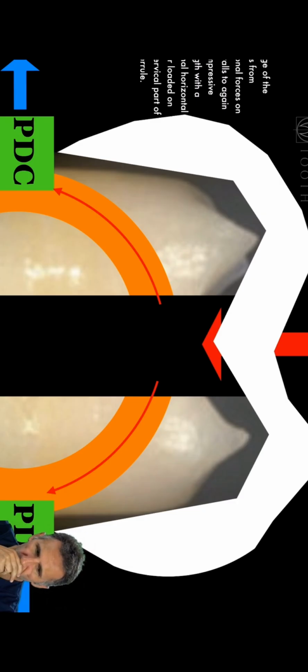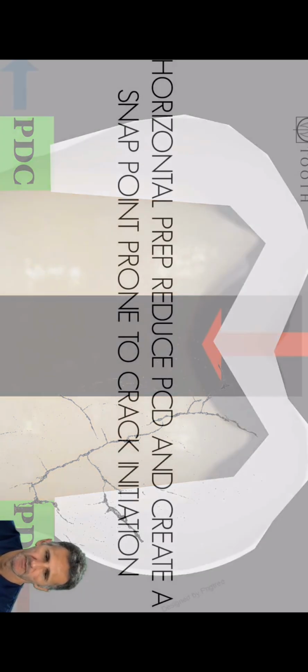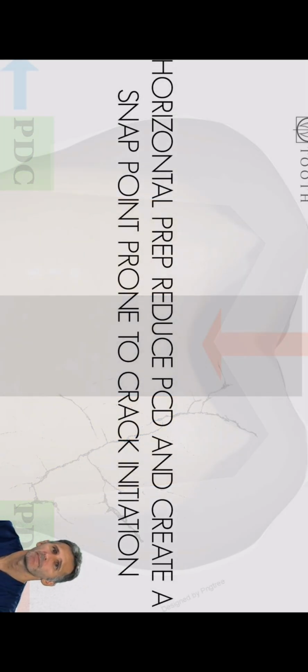So, what happens? We go to this part, doing a shoulder, to this part where the bending is a little bit more, and more fatigue is loaded on the pericervical dentin. And we have the risk that, doing this, if you are not careful, we have the formation of a crack. And also horizontal prep, because of the shape, not only reduces pericervical dentin, but also creates a snap point prone to crack initiation.